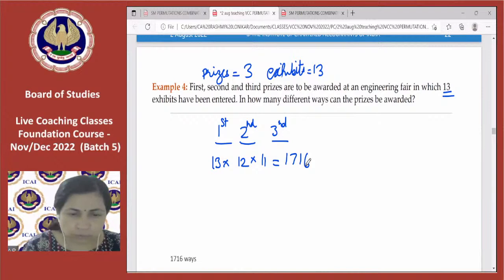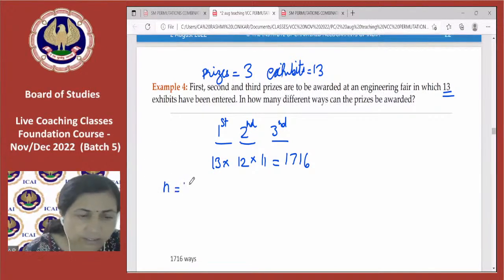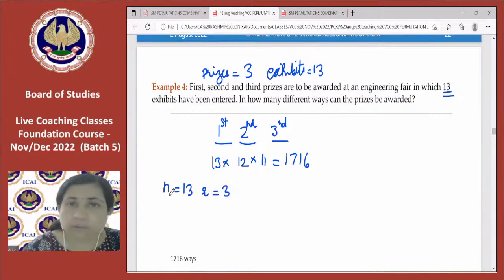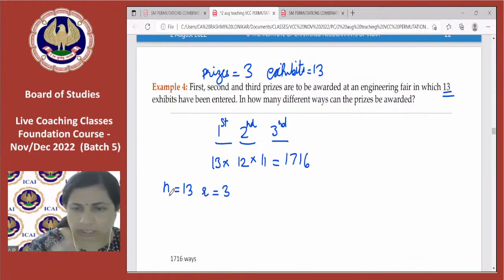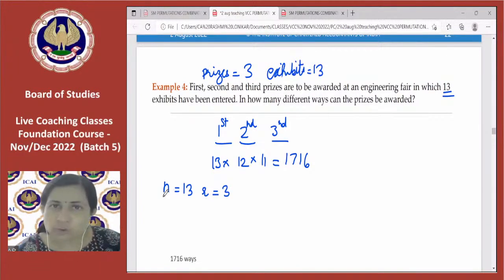Okay, this is one method of doing it. The second formula method: N is 13 and R is 3. The total number of participants or exhibits is 13. How many prizes do I have to select? 3. Among these 13 exhibits, 3 of them are going to get prizes. How many prizes? That is 3 prizes.